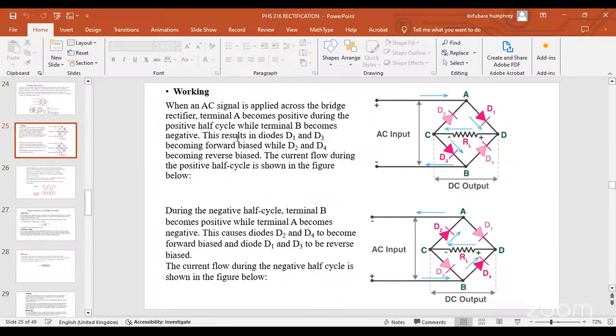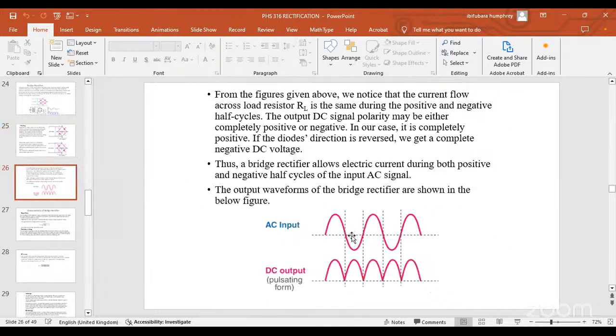So the explanation is here. The result is diode D1 and D3 becoming forward bias, while D2 and D4 are reverse bias. That is for this circuit. So you have to understand the workings of the circuit. You don't have to cram it. The arrangement of the diodes is what you follow to study different rectification circuits and see how the diodes are arranged.